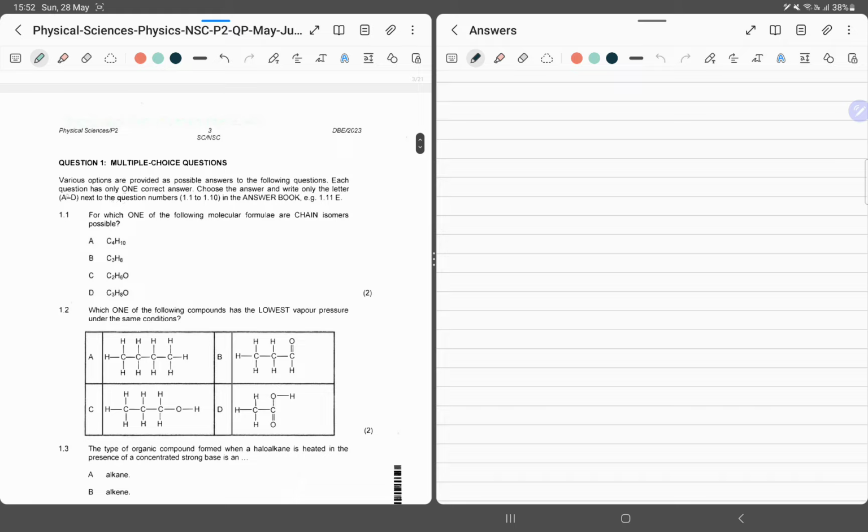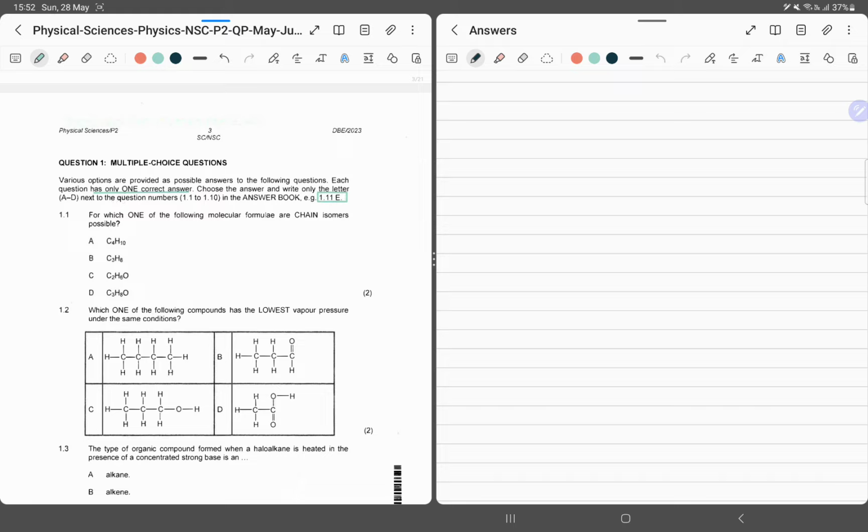So it's multiple choice. We are told here, various options are provided as possible answers to the following questions. Each question has only one correct answer. Choose the answer and write only the letter A to D next to the question numbers 1.1 to 1.10 in the answer book, and we are given a sample of how that goes.